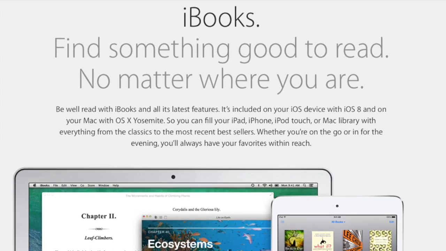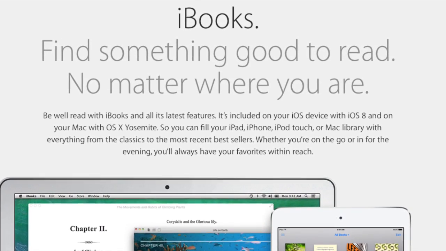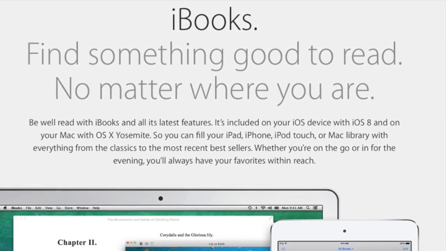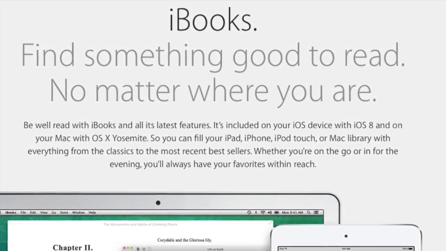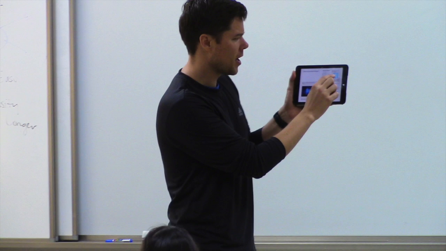iBooks Author puts creating an interactive multi-touch iBook within the hands of the average computer user. iBooks are a tool that have the power to assist in redefining what happens in the classroom with textbooks. Mr. Matt Evans found that out when he gave his PE classes iBooks as part of his unit on fitness. I worked with Mr. Evans to create the iBook.